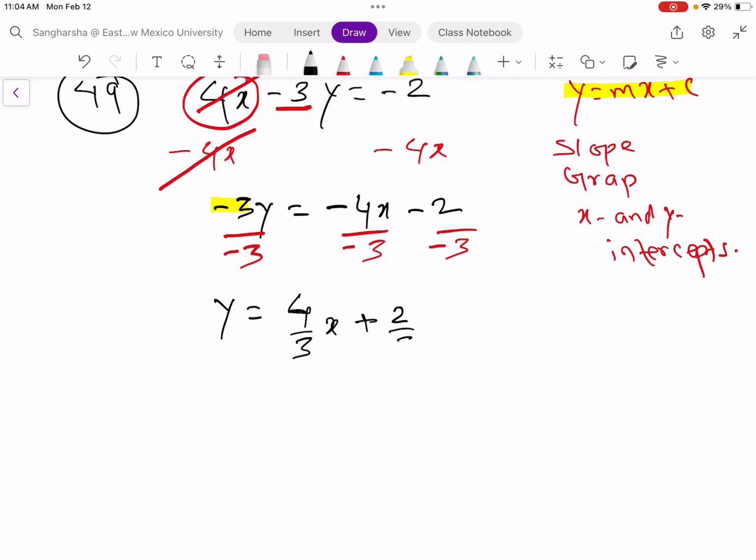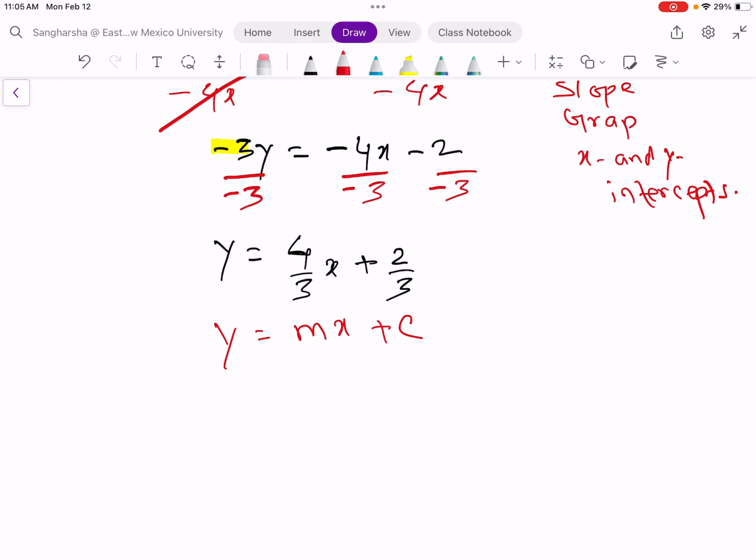Okay, so we have this slope intercept form. Now we compare this equation with our slope intercept form y equals mx plus c. Okay, now if we compare, what is our slope here? Slope is 4 over 3, right? And our c, which is the y-intercept, is 2 over 3. So from here, we know our slope m is 4 over 3. Okay, we know the y-intercept, which is c, is 2 over 3.